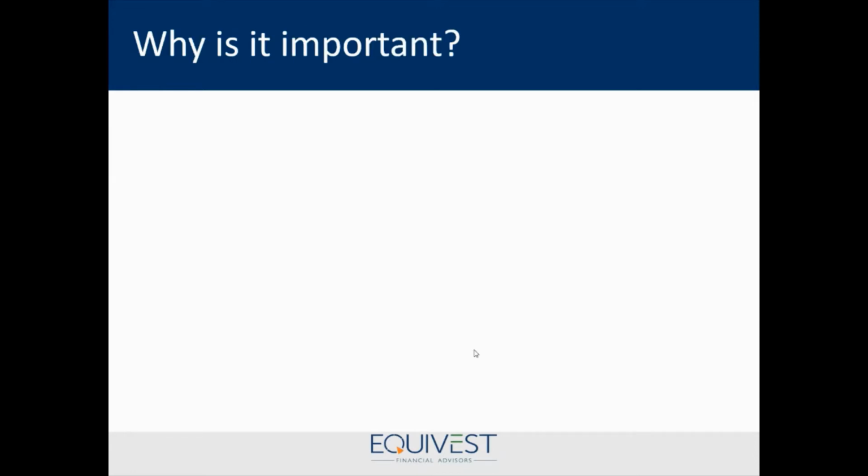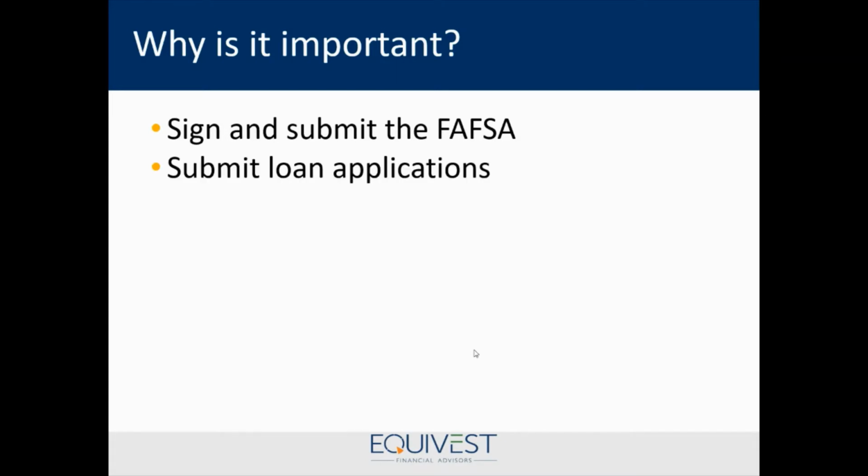So why is the FSA ID so important? The FSA ID allows both students and parents the ability to sign and submit the FAFSA application. Submitting the FAFSA is key to students being able to get as much financial aid as possible, as well as the ability to take out federal student loans. Your FSA ID also allows you to submit certain student loan applications. In addition, your FSA ID is going to allow you to access loan documentation and key information after you've taken those loans out and you're out of school.